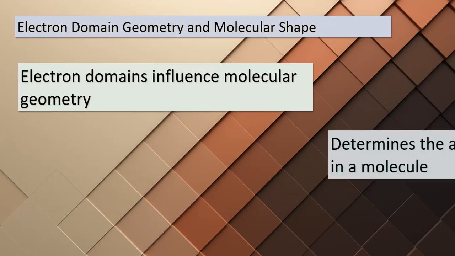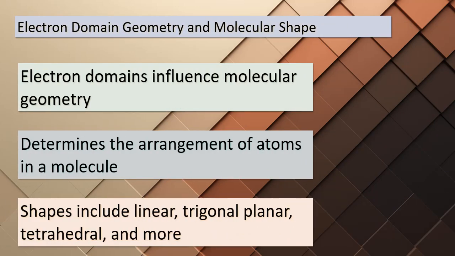Hello, students. Today's lesson is getting even more intriguing as we discuss the relationship between electron domains and molecular geometry. You see, the number of electron domains around the central atom greatly influences how the atoms arrange themselves in a molecule. This, in turn, gives rise to various molecular shapes. We're talking about shapes like linear, trigonal planar, tetrahedral, and many more. So, remember, the arrangement of electron domains paints a vivid picture of a molecule's structure.